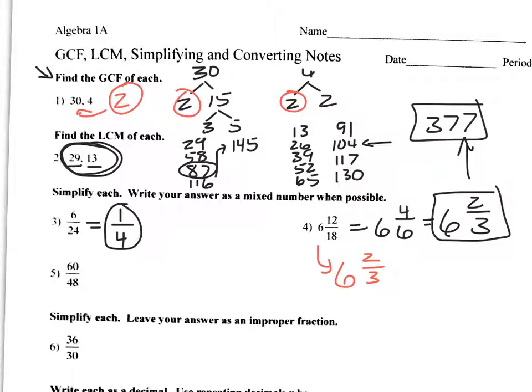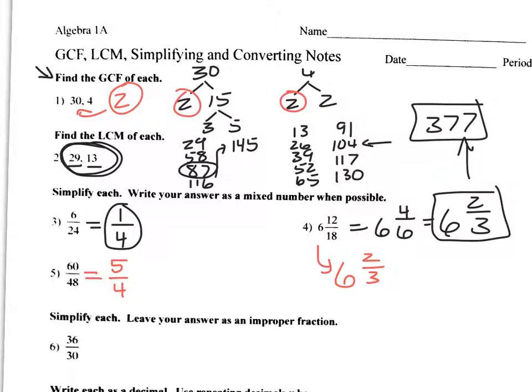Okay, the next problem, the first thing I'm going to do is simplify it first. Then I'm going to write it as a mixed number. So in other words, I'm going to ask myself, okay, what will go into 60 and 48? Well, 12 will. 12 goes into 60 5 times. 12 goes into 48 4 times.